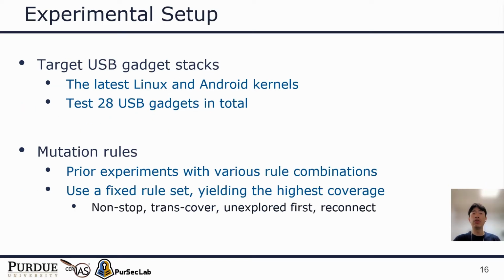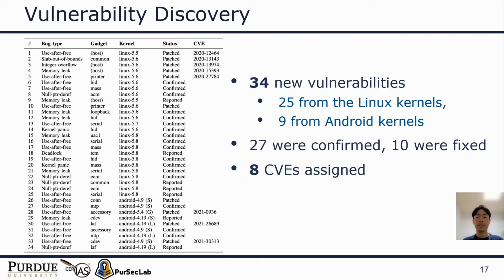For evaluation, we use 28 gadgets that come from the latest Linux and Android kernels. We conducted a prior experiment using 16 different combinations of mutation rules, so that we used a fixed rule set, which produces the best coverage result, for the rest of the experiment. Based on the implementation and experimental setup, we ran FuzzUSB on the given target USB gadgets. In the meantime, we found 34 new security bugs. Out of them, 27 got confirmed and 10 got fixed by the corresponding community. With high security impacts, we have gotten 8 CVEs.